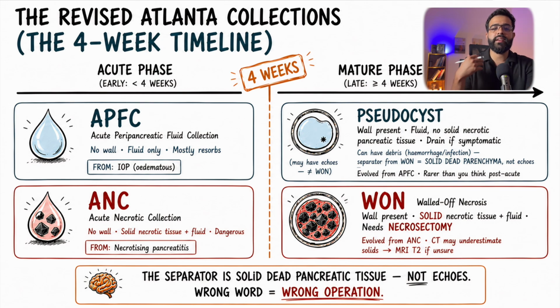And this is where MRI earns its keep. CT can underestimate solid content. A collection that looks homogeneous on CT can show clear solid debris on T2 MRI. That changes the diagnosis from pseudocyst to walled-off necrosis. That changes the operation entirely.